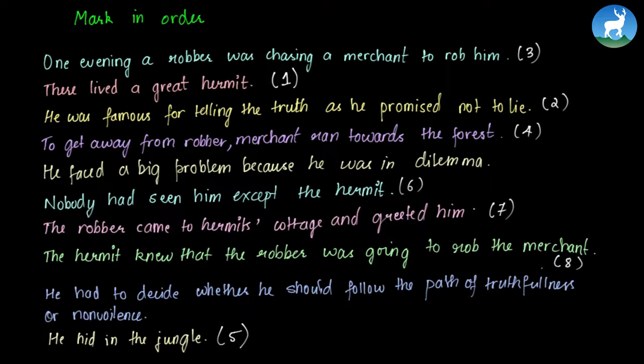And then he is confused. The hermit now is in a big dilemma. So he faced a big problem because he was in dilemma, which becomes the ninth point. And finally, he had to decide whether he should follow the path of truthfulness or non-violence, which is the 10th point in the story. So here we've marked these sentences in order as they occur in the story, and we are done. Now next we will answer the questions that relate to the story.